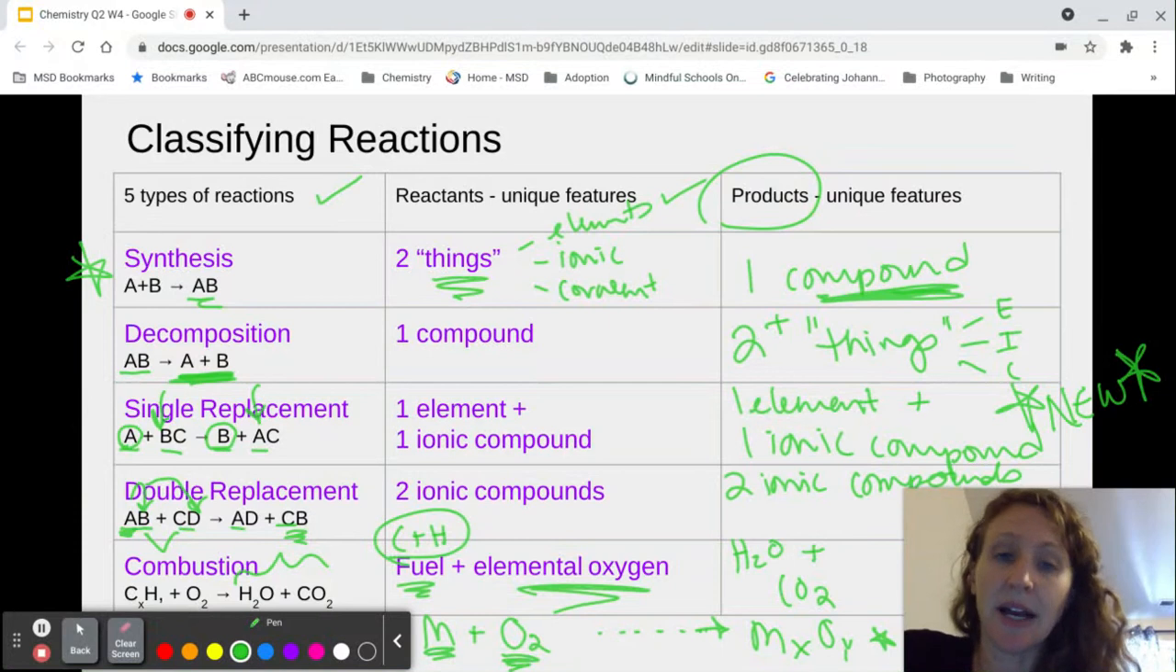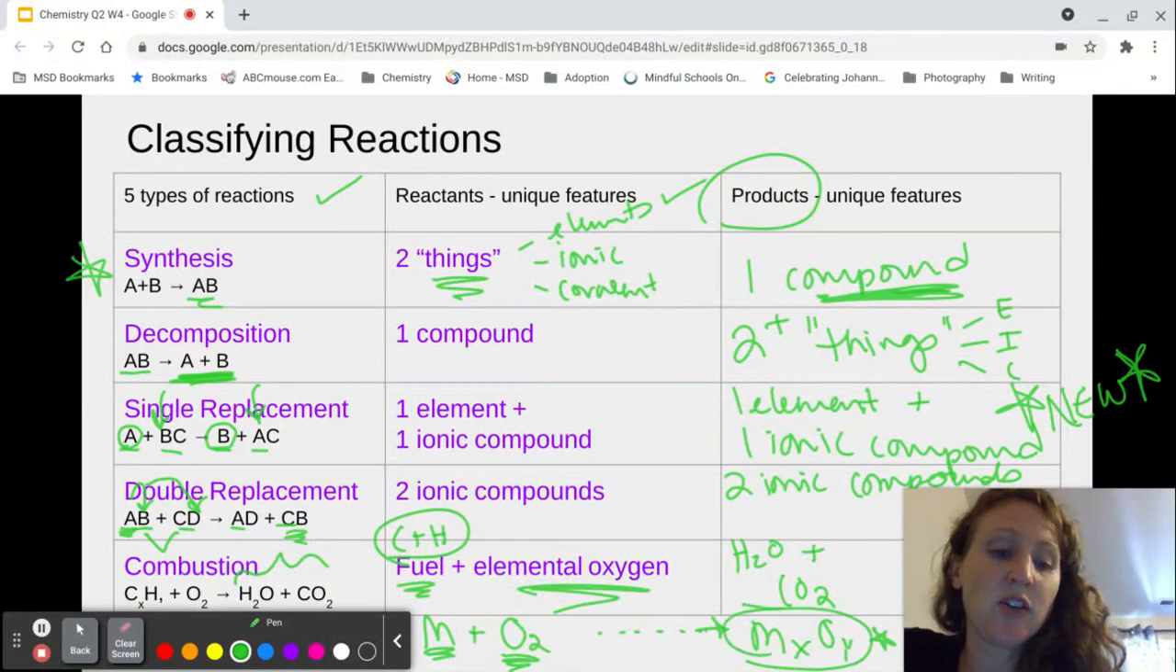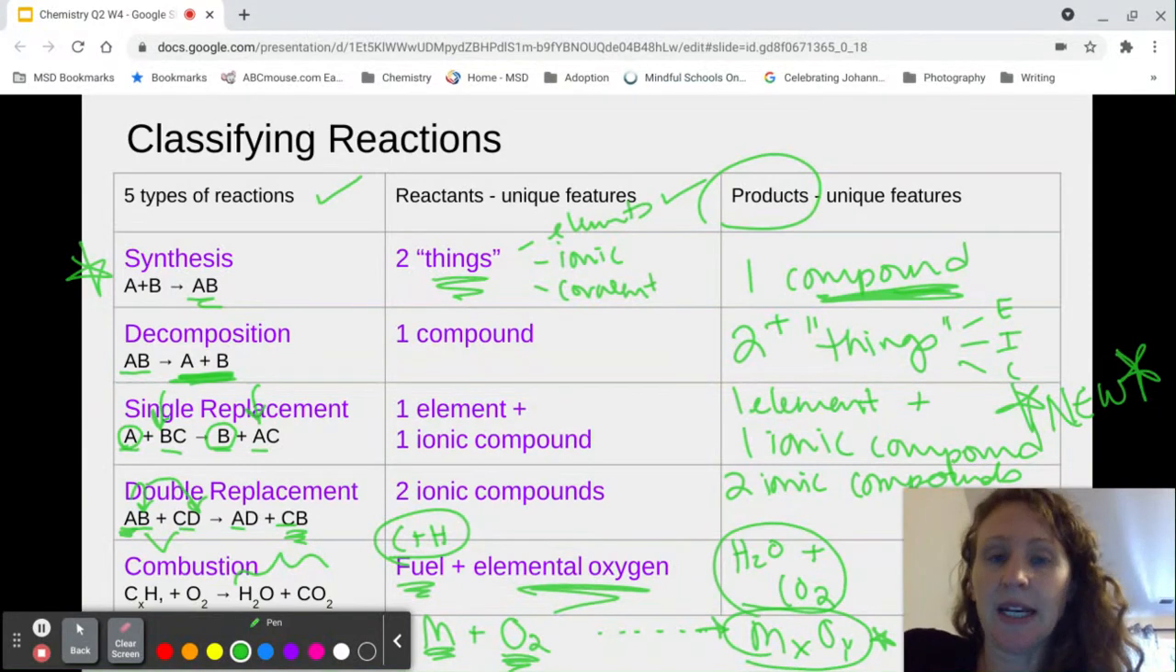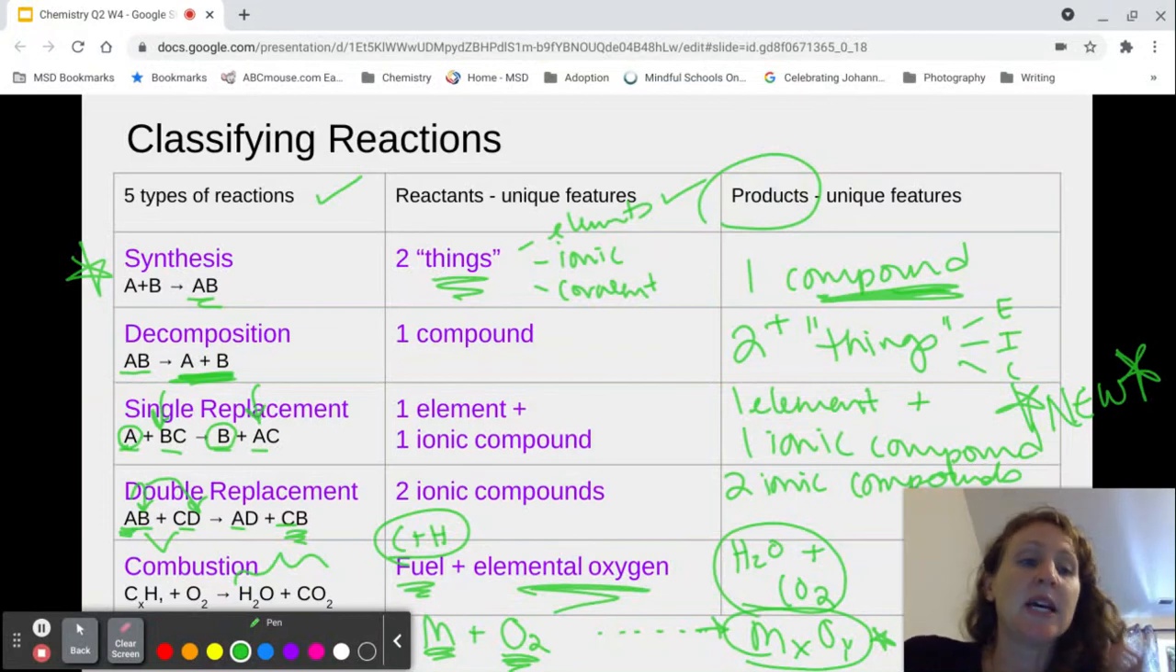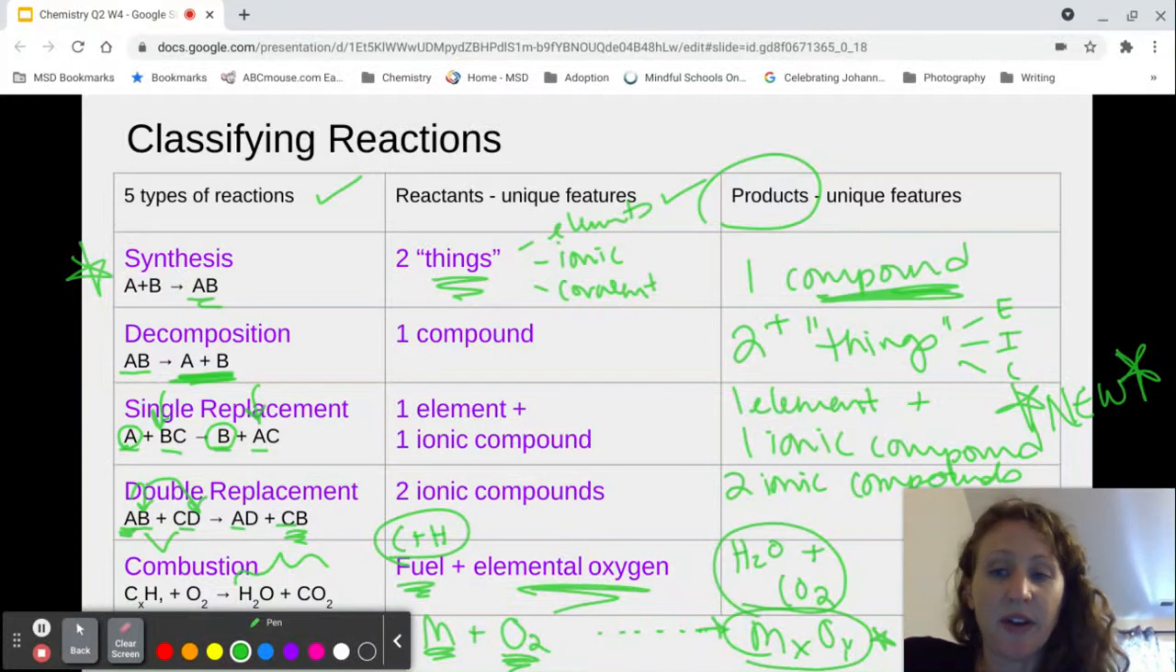reactants is elemental oxygen. But when you're looking at the products that form, if it's a hydrocarbon, you're always going to have water and carbon dioxide. If it's a metal that you're burning, you're always going to end up with an ionic compound that involves that metal with oxygen. Okay, so those are the unique features involved in all of the products for these 5 types of reactions. Now we want to return to that list that we classified before, and we want to try to predict the products that are going to come out of this.